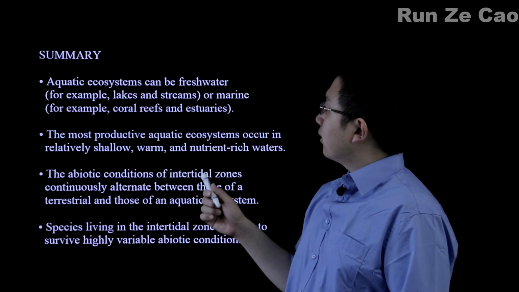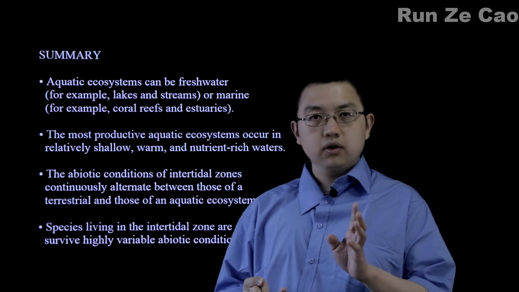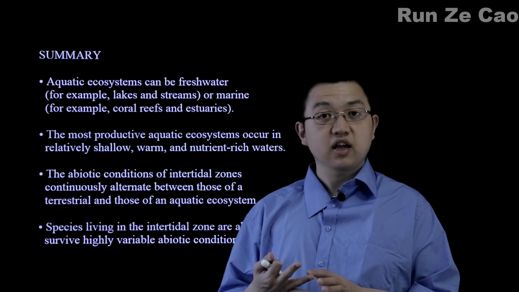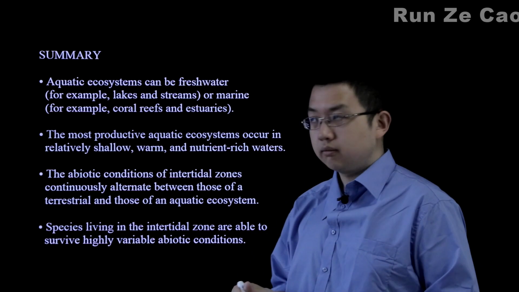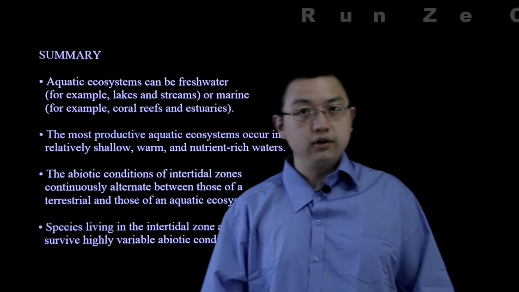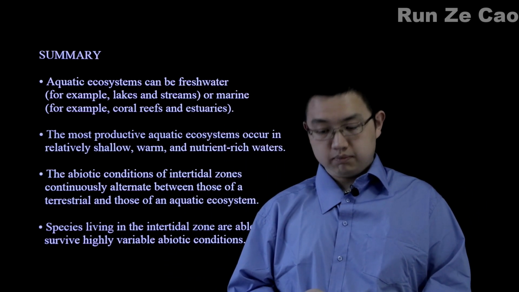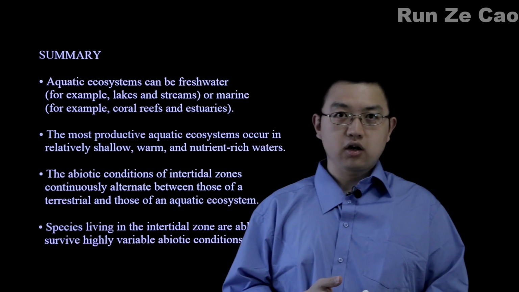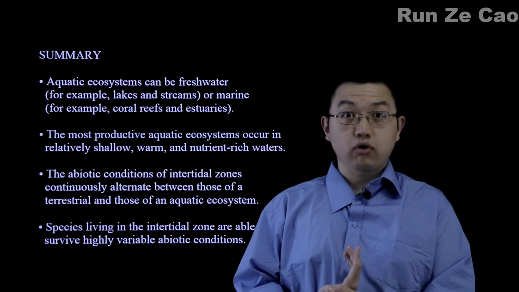Now, in summary, aquatic ecosystems can be in freshwater, for example, lakes, rivers, streams. Well, rivers and streams are technically usually studied together for what I hope are obvious reasons. Swamps, and so on. Bogs. Or marine. For example, coral reefs, estuaries, lagoons, tidal pools, which are basically smaller lagoons. If they get big, they're called lagoons. And open ocean, of course.